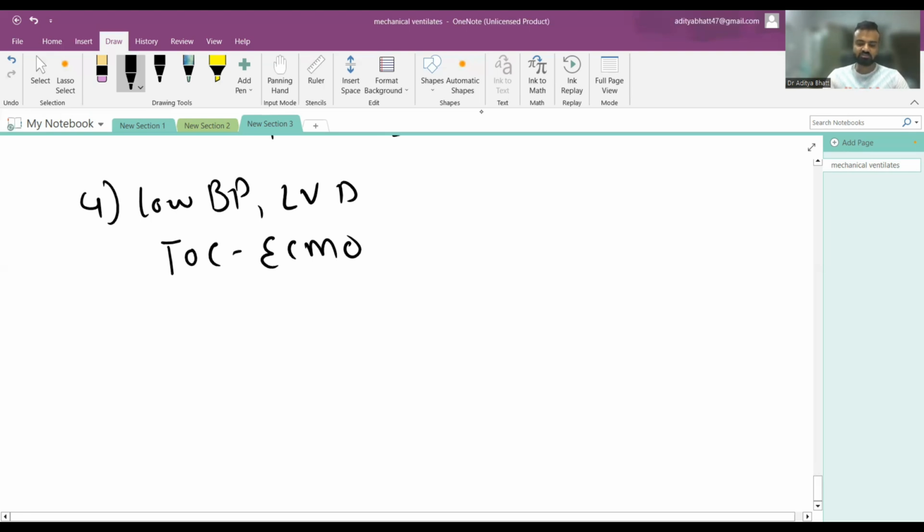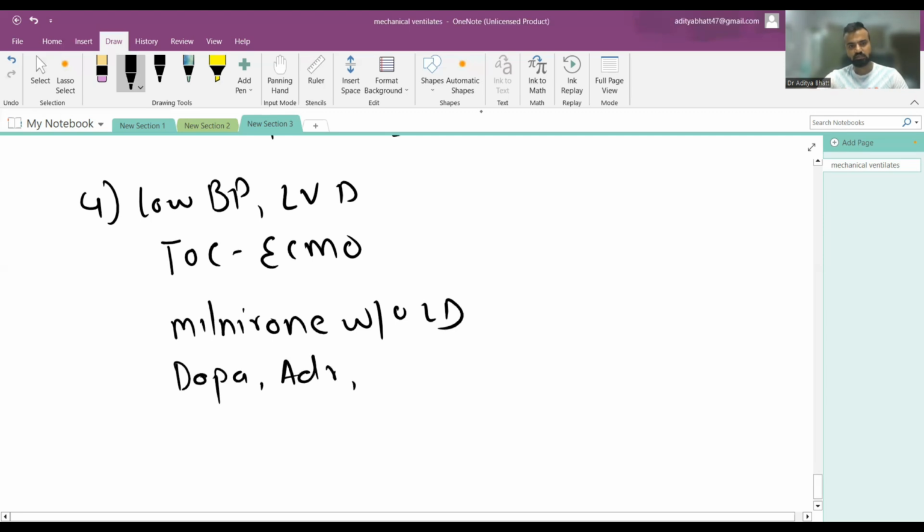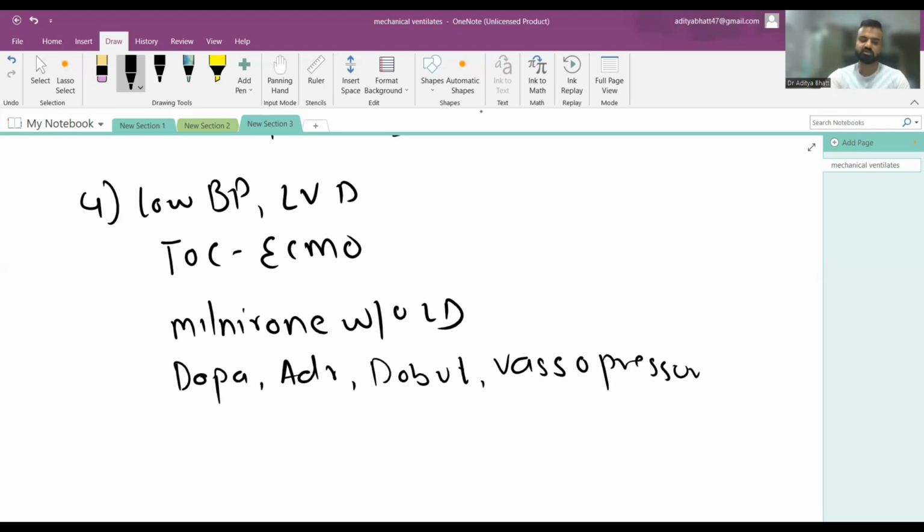Here, ECMO does the primary work of the lungs and heart. But again, ECMO is not available everywhere, so you have to give milrinone. The second choice is milrinone without a loading dose. And you can also give dopamine, noradrenaline, adrenaline, dobutamine, all the cardiac pressors. This is not a very ideal situation. Obviously, the patient has very few chances of survival. So this is actually what you have to do.